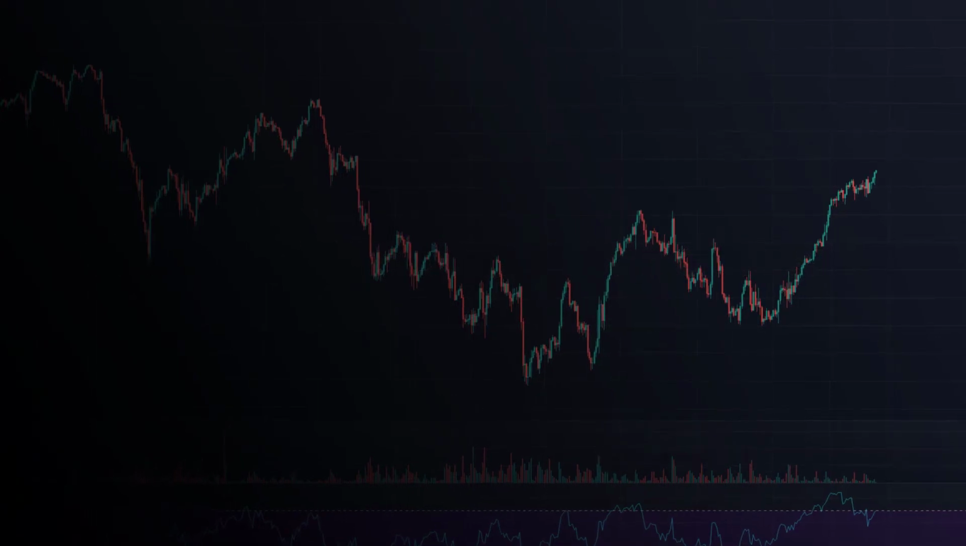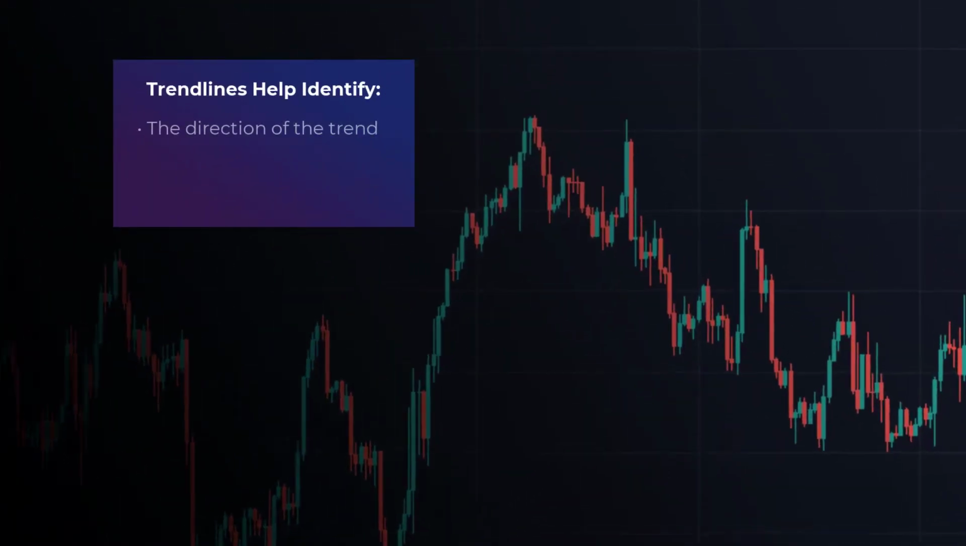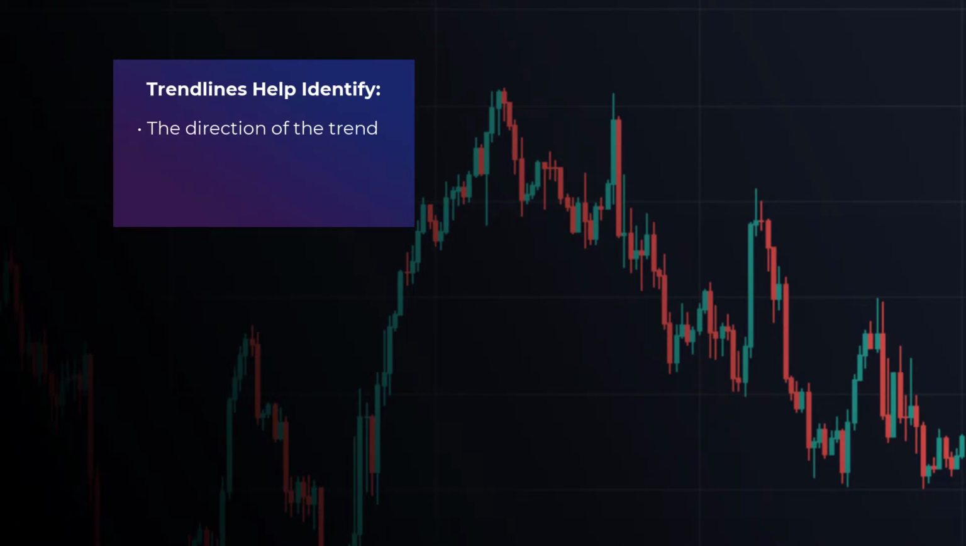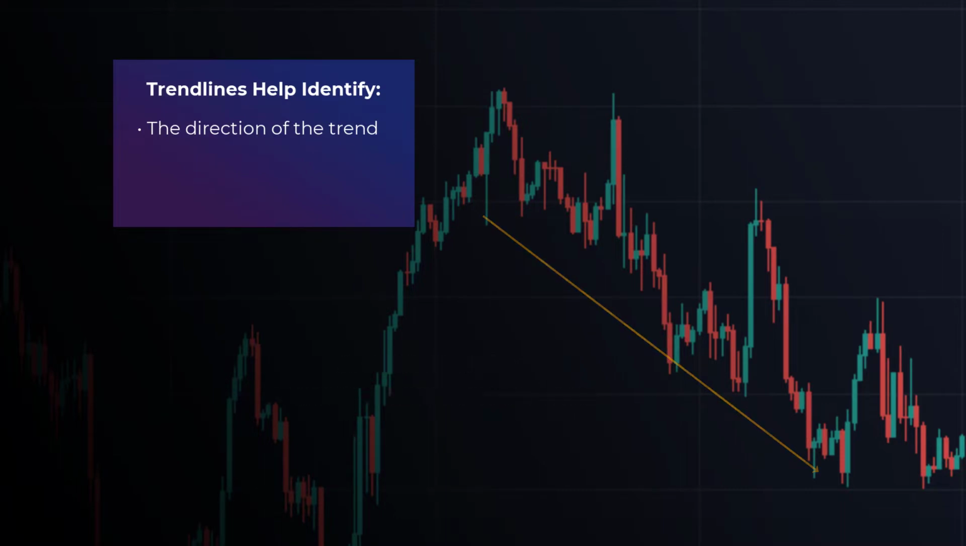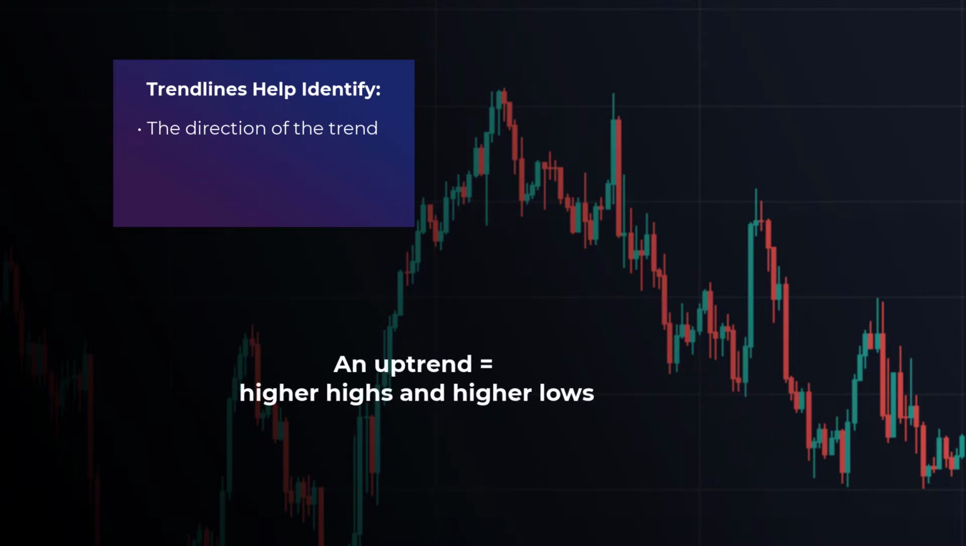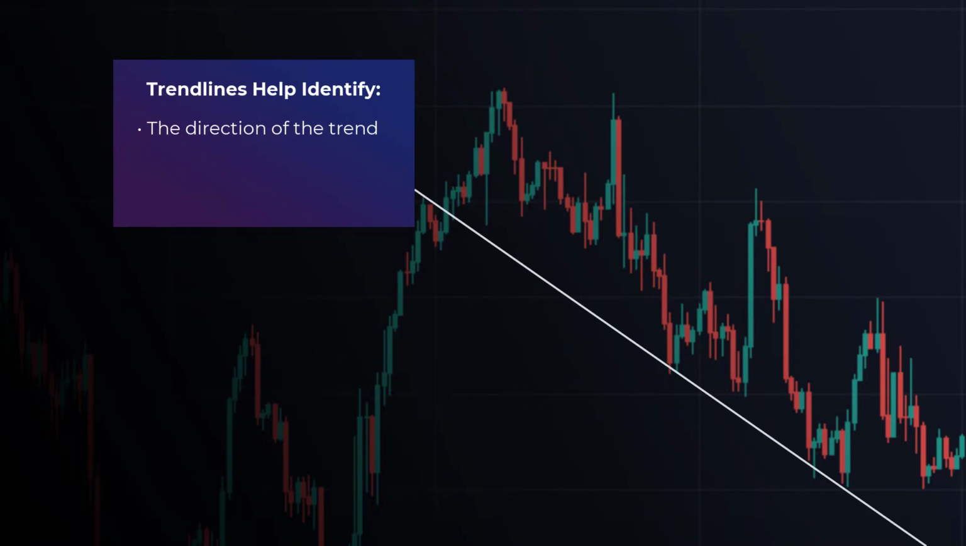Firstly, we draw trend lines so that we can tell the direction of the trend. In this situation, we can tell that this ticker is trending downwards. A downtrend is when we're making lower lows and lower highs. Conversely, an uptrend is when we're making higher highs and higher lows. So let's put a trend line on this screen in the direction of the trend.